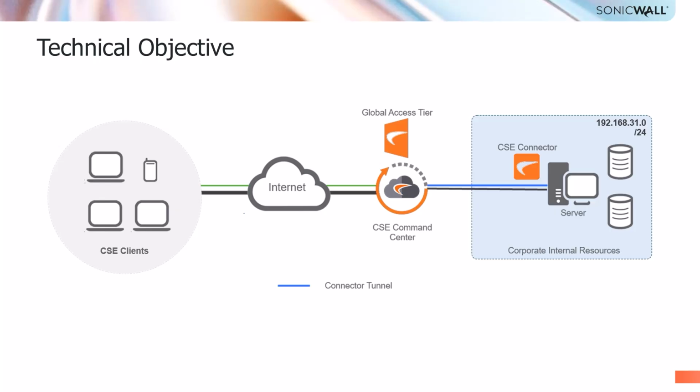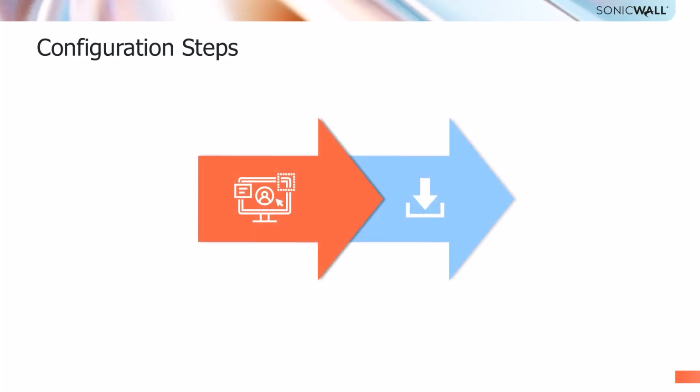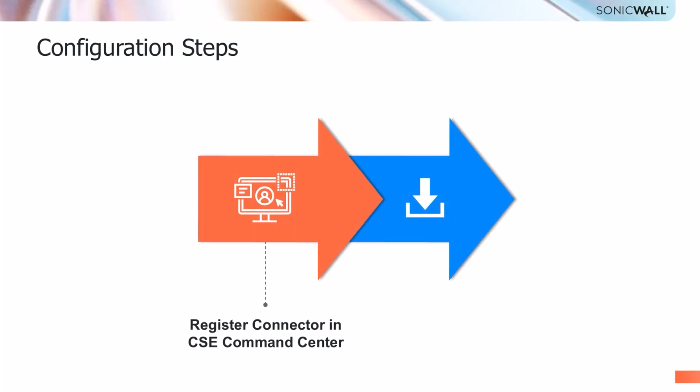In addition to deploying a connector on a SonicWall firewall, CSE also supports installing a standalone connector on a corporate server. This standalone connector can be deployed in any location with access to your internal services. The illustrated workflow on the screen captures the key decision points and system configuration stages integral to CSE deployment. You can deploy standalone connectors across different environments using various deployment methods available directly through the CSE Command Center. The process involves two main steps: registering the connector in the CSE Command Center and then installing it.